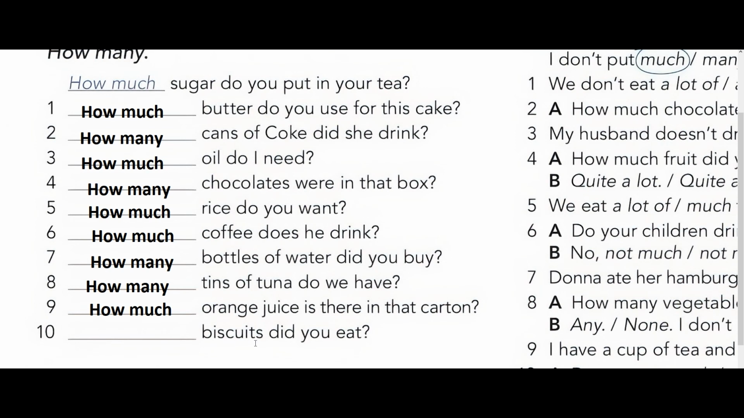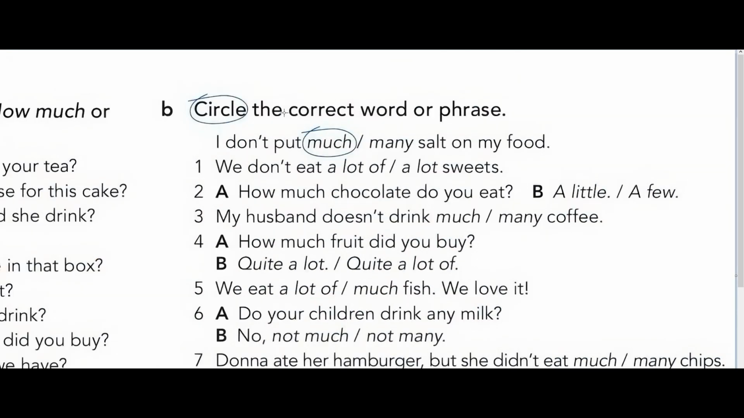Дальше biscuits. Это печенюшек. Так, a biscuit. Одно печенька, biscuits, печенья, то есть печенюхи. Тут у нас пишем how many biscuits did you eat? Только сколько печенюшек ты съел? Их можем посчитать. Part B. Circle the correct word or phrase. Так, I don't put much salt in my food. Salt у нас неисчисляемый, поэтому much.